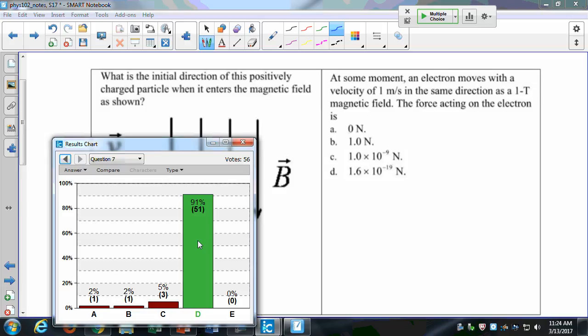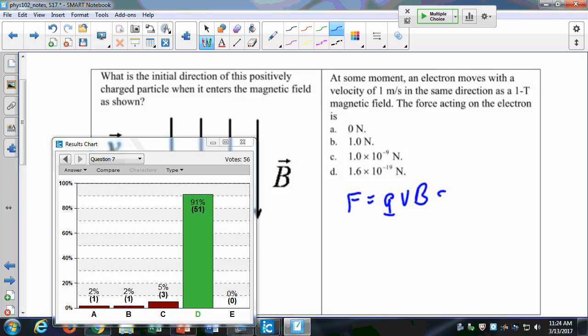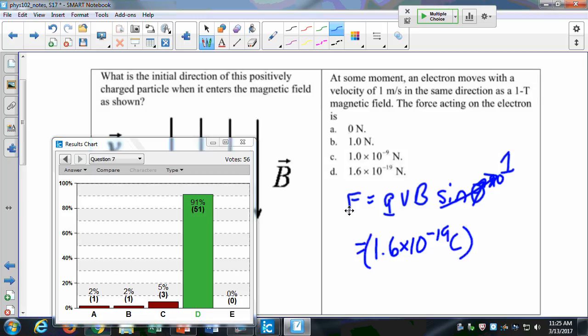So at some moment, an electron moves with a velocity of 1 meter per second. I want to know the force. F is QVB sine theta. As I said, if the angle's not given, you just assume that it's 90 degrees, and the sine of 90 is 1. So I'm just looking at QVB. Q is 1.6 times 10 to the minus 19 coulombs. It's actually negative, but I'm just looking for the magnitude of the force. And I know that because it's an electron, our fundamental unit of charge. Times V, which is 1 meter per second, times our magnetic field. And so my force then is D.